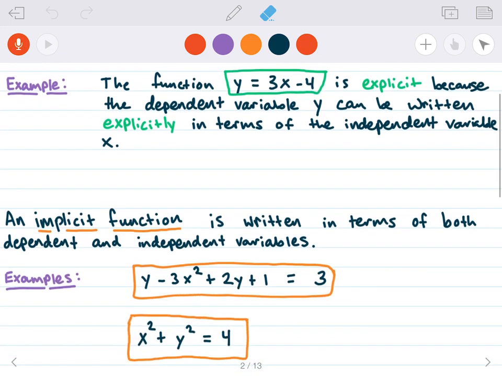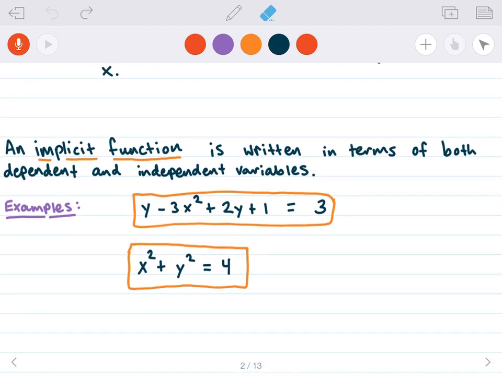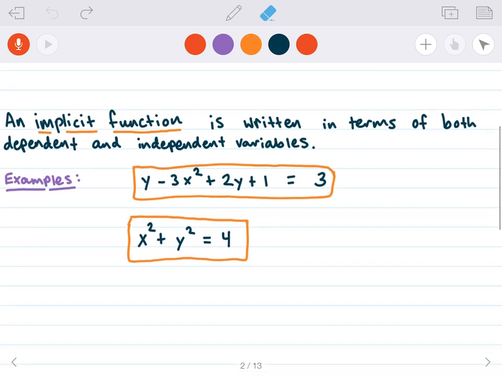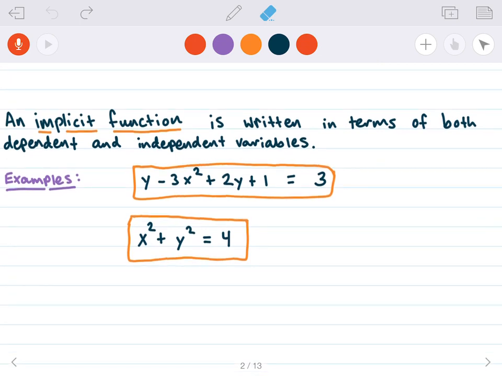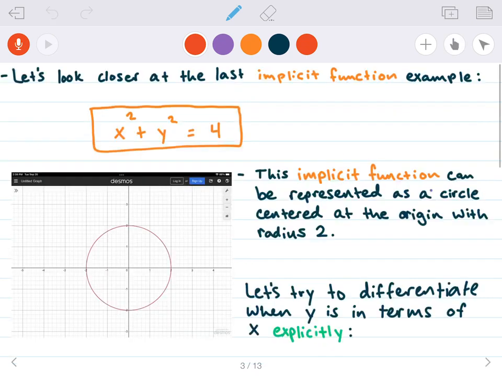On the other hand, we have implicit functions, and those are functions which are written in terms of both dependent and independent variables. The reason that we do this is because sometimes these fail to be functions altogether, and we're going to see why that's the case in just a moment. So we have these two examples. The second one in particular is interesting because this is an equation of a circle. So let's get into this.